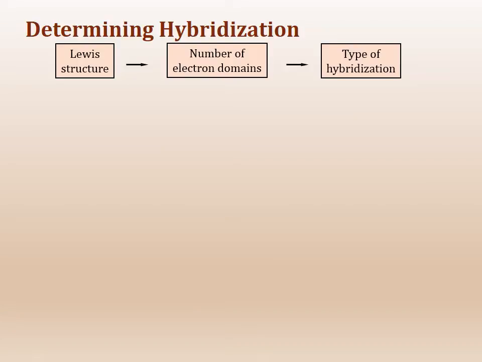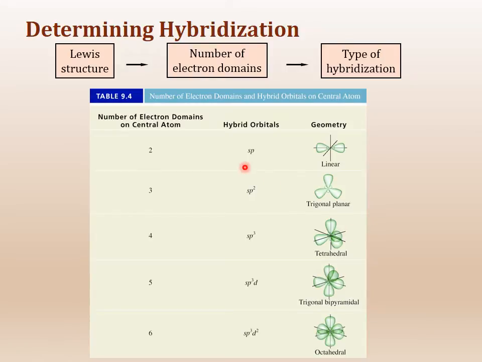Here it is. Yet again, Lewis structure, number of electron domains, type of hybridization. If you have two electron domains, it is sp. Geometry is linear. Three electron domains, sp2, trigonal planar, and so on and so forth. This is how it should be. For hybridization, it is as simple as that. So don't try and complicate anything. Keep it simple. Just look at the electron domains and then figure out the hybridization. It should just work all the time.